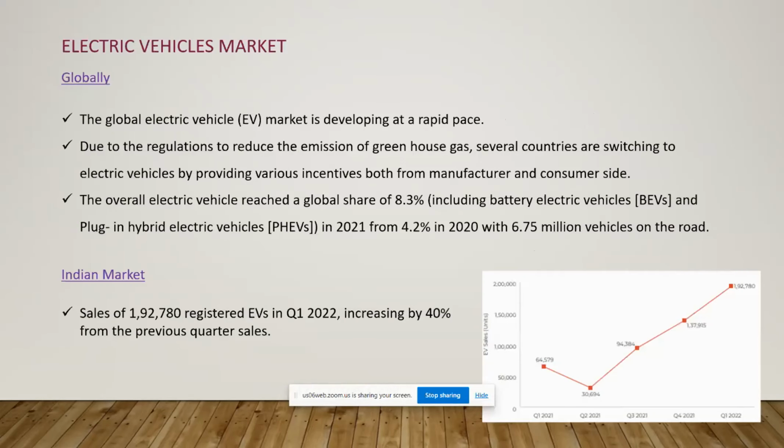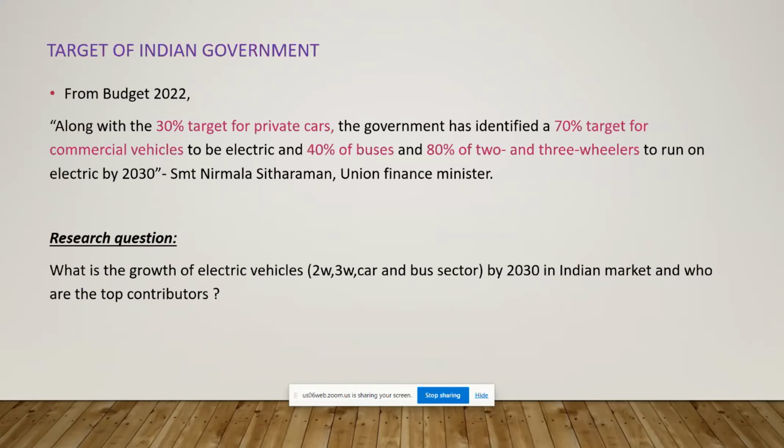The electric vehicles market is a growing market, globally as well as in the Indian market. If you see the Indian market, the quarterly and yearly sales are given in the graph below. Due to the increase in electric vehicles all over the world, the Indian government, as told in the budget 2022, has set a target: 30% of private cars, 70% of commercial vehicles, 40% of buses and 80% of two and three wheelers should be electric by 2030.